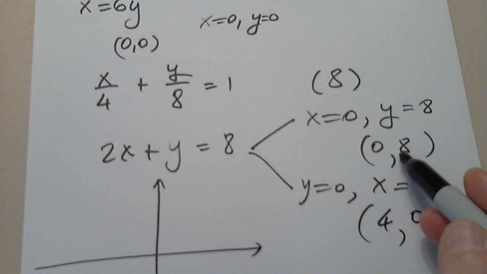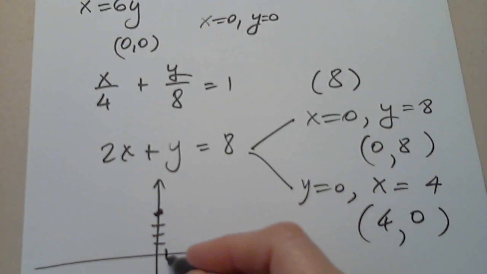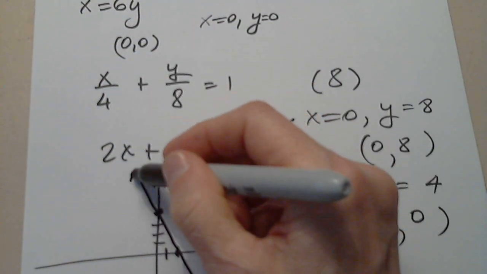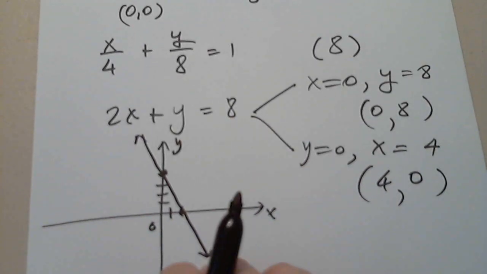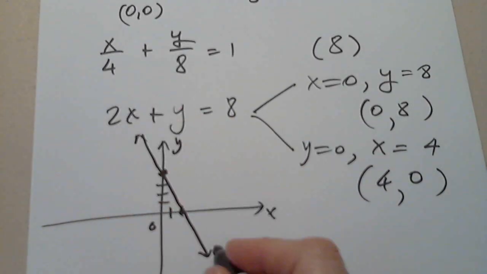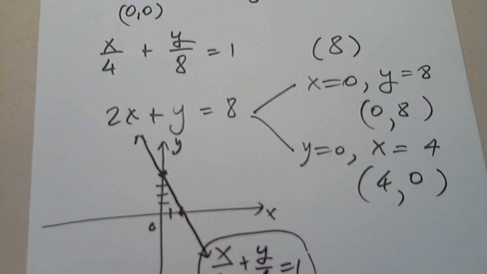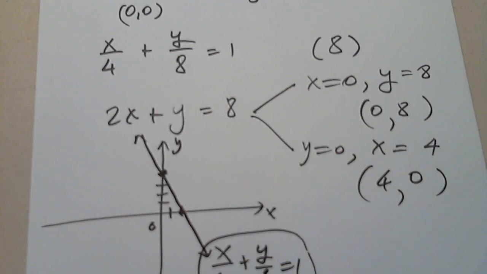When I plot (0, 8) and (4, 0), I connect and extend. When I put it on paper, I will always write the equation that I just graphed, which is x over 4 plus y over 8 equals 1. Write the equation anywhere, left, right, above, below, it doesn't matter, so you know what you graphed.